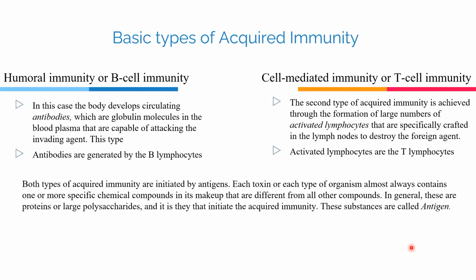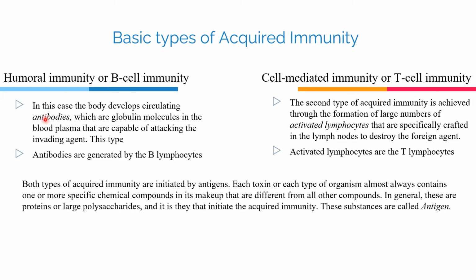Those complement of cells and antibodies cannot target any other bacteria or organisms and are specific towards that strain of SARS-CoV-2. This is what we mean by acquired immunity. So, what are the basics of acquired immunity? Acquired immunity is divided into two types: humoral or antibody-based or B-cell immunity, and cell-mediated or T-cell immunity.